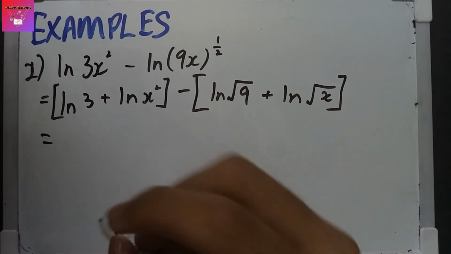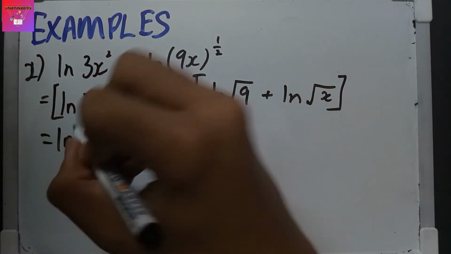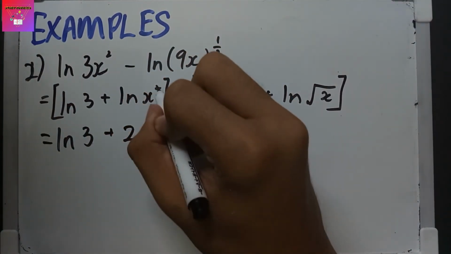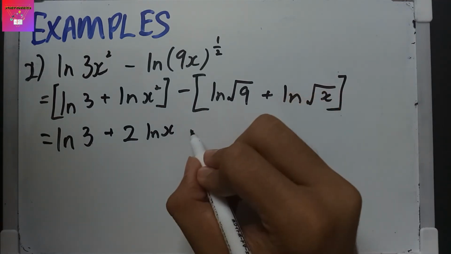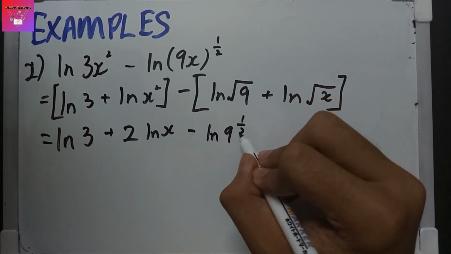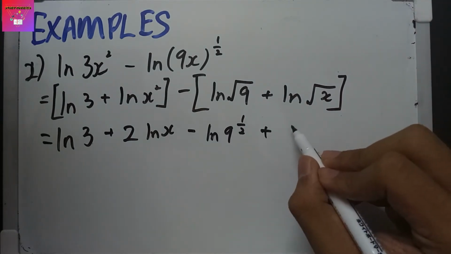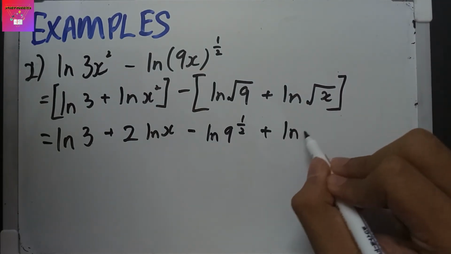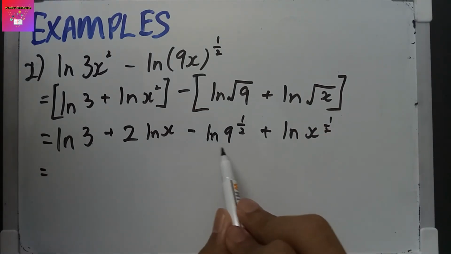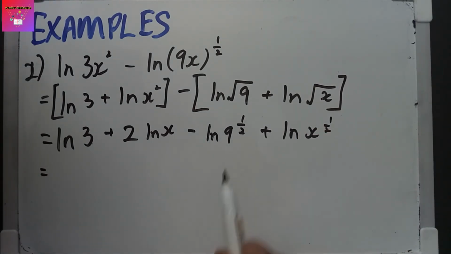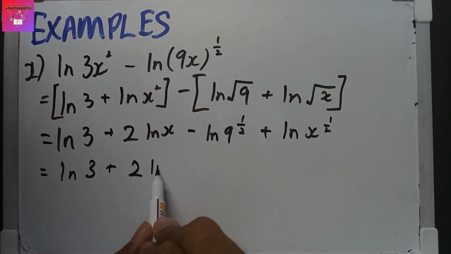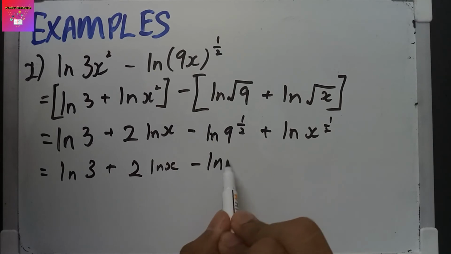ln individually. So ln 3 remains, ln x² can become 2 ln x, bringing the power to the front, and this becomes minus ln 9^(1/2) plus ln x^(1/2). So bringing the 1/2 to the front, or in this case we can actually solve the 9^(1/2), which brings us to ln 3 plus 2 ln x minus ln 3.